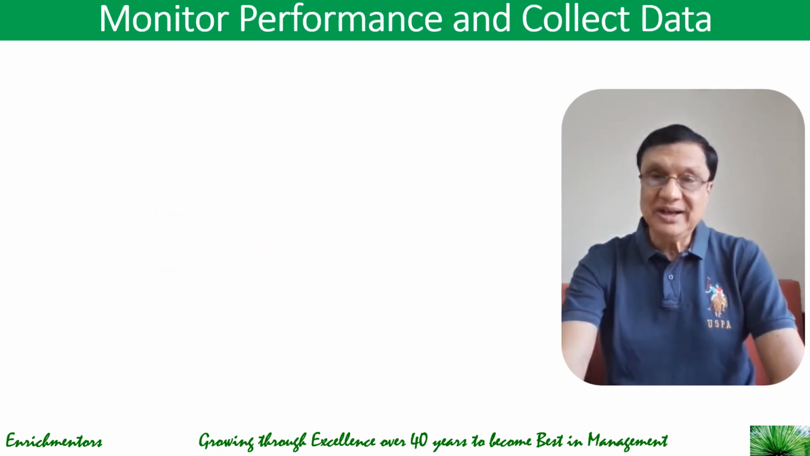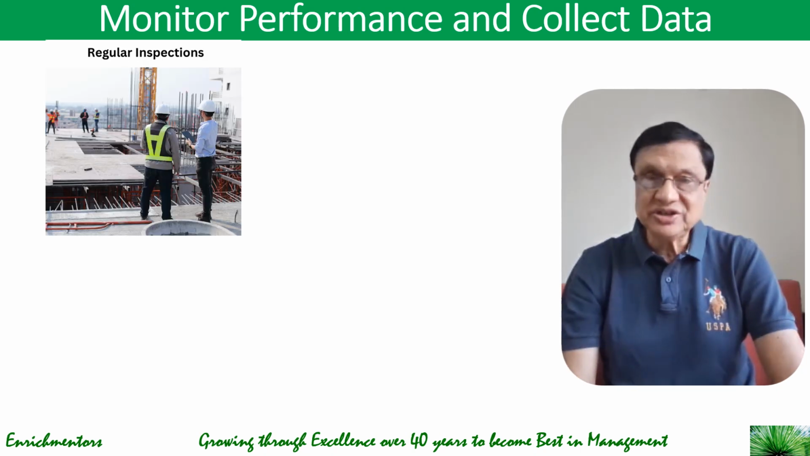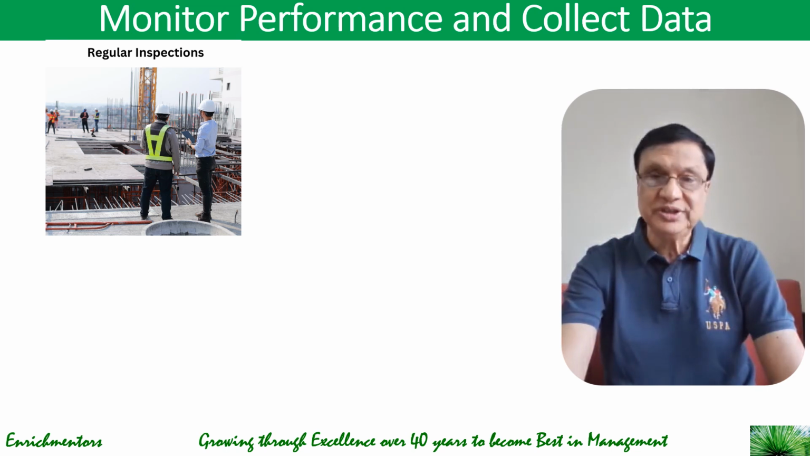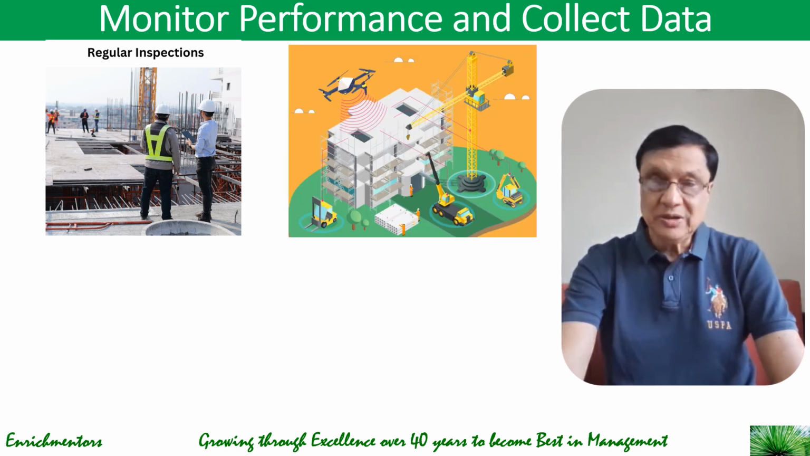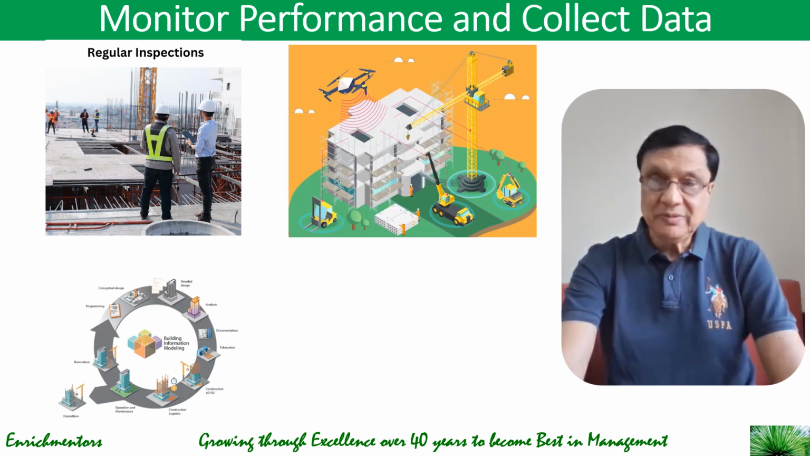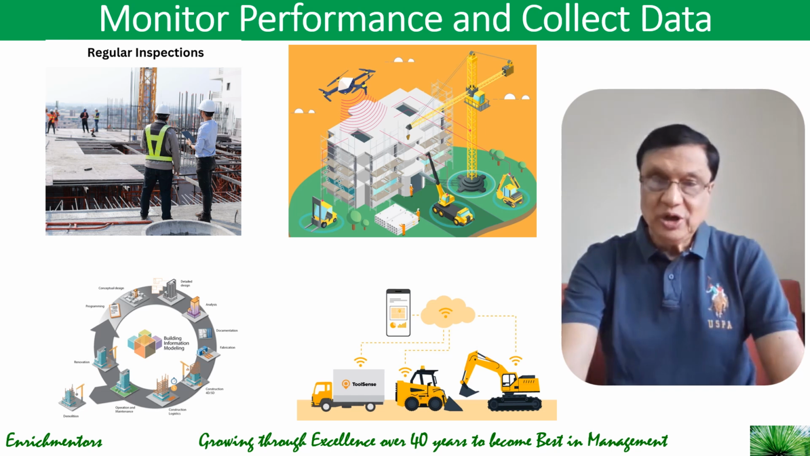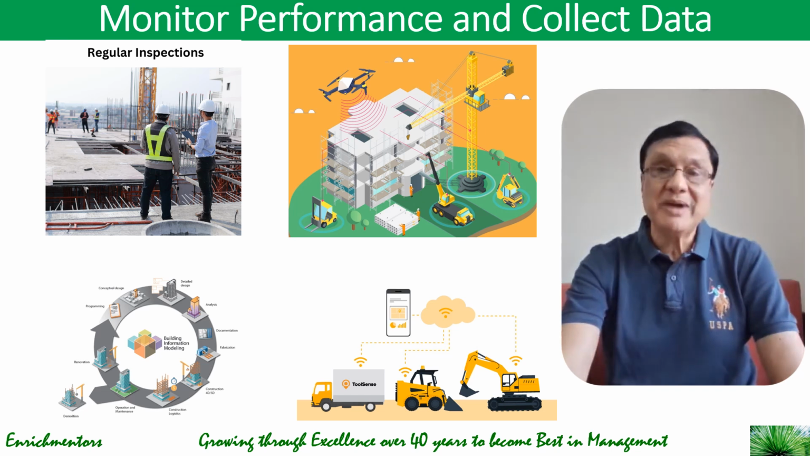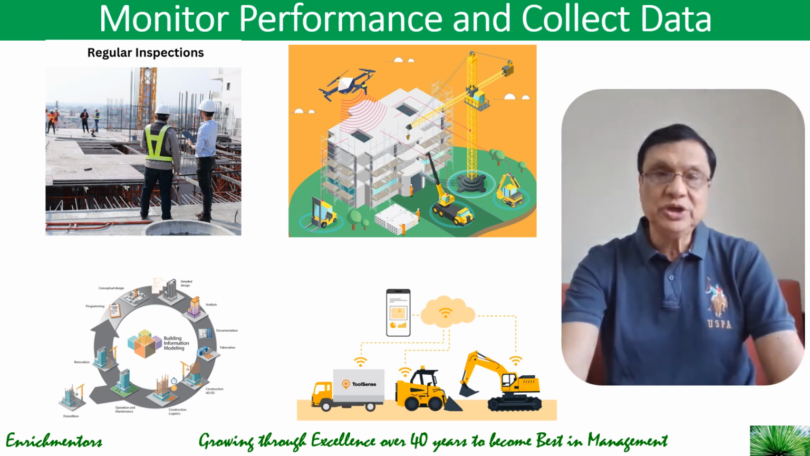Monitor performance and collect data. There are three things you can do. You can schedule routine site inspections to check adherence to standards by doing regular inspections. You can use technologies like drones, building information modeling, and sensors to monitor construction quality. Also gather insights from workers, clients, and stakeholders as feedback mechanisms. So like this, you need to monitor performance and collect data.